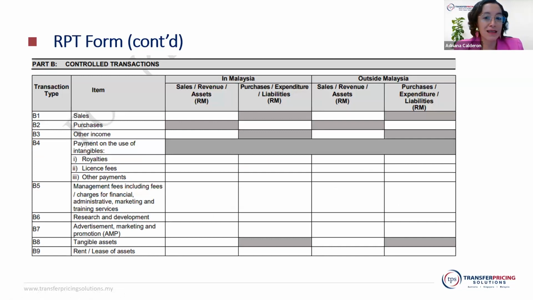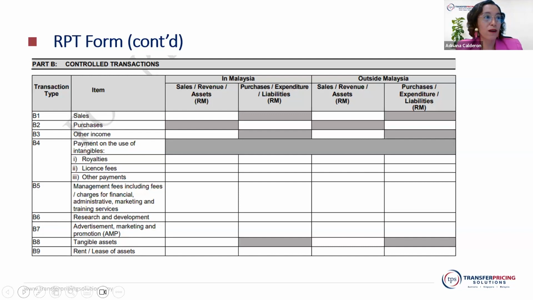Then we have part B, which actually is the detail where the taxpayer declares the values. And it has to separate the values within Malaysia, outside of Malaysia, and the income side versus the expenses side. So the expectation is that any income or expenses that are associated with controlled transactions are disclosed here in this part B on a gross value level. As you can see, I won't go into detail, but you have to separate and classify the transactions by type, whether it's sales or purchases, payments for intangibles associated with royalty, license, or any other payment, management fees, and any other type of services different to research and development, advertising, marketing, and promotion, tangible assets, and rent and lease.